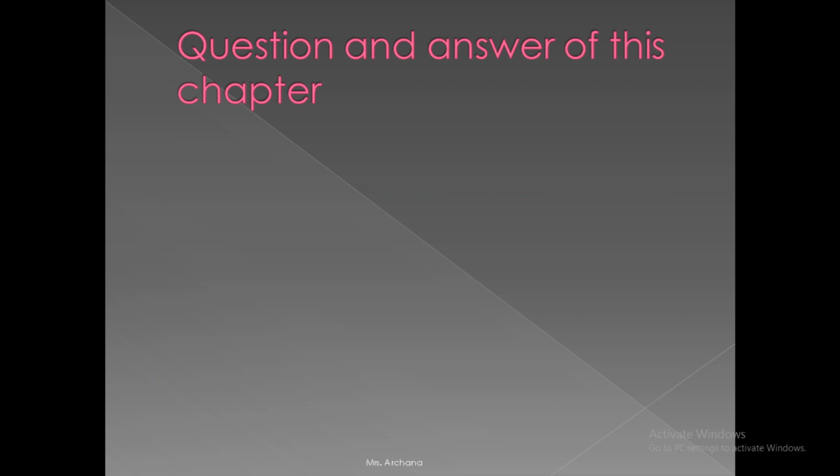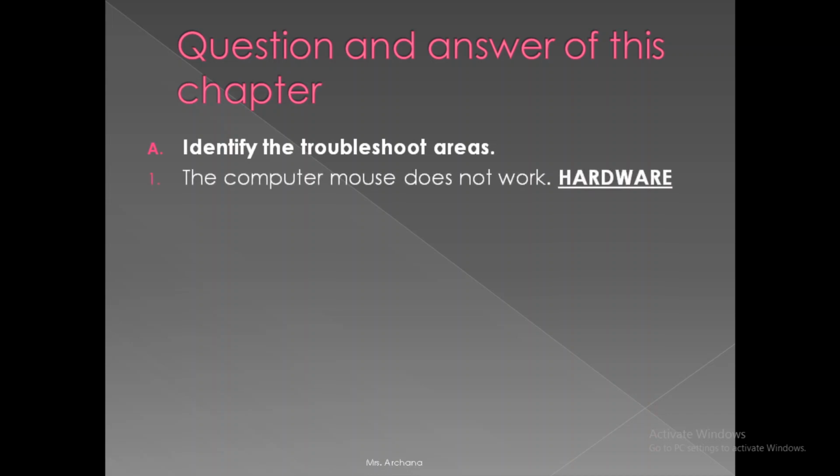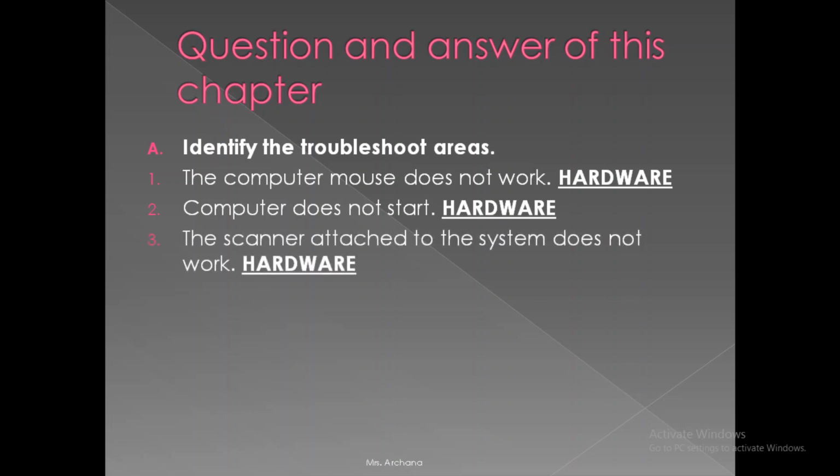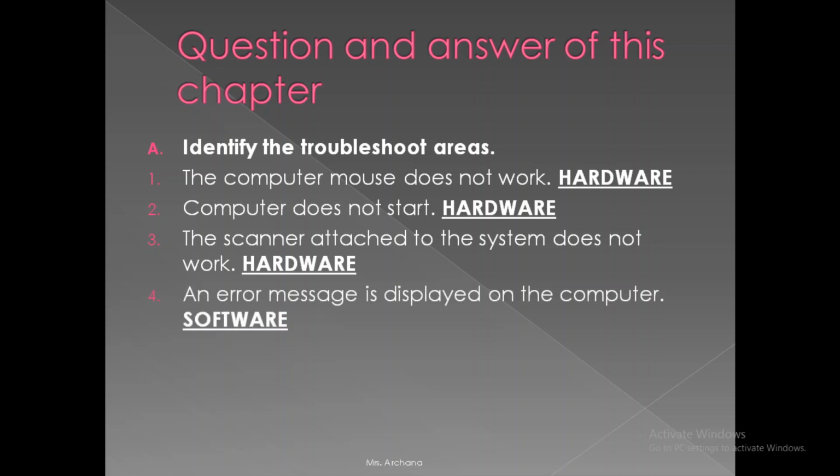Now this is the question answer part. First is identify the troubleshoot areas. First is the computer mouse does not work. Answer, where is the troubleshoot? That is hardware. Second is computer does not start. Answer is hardware. Third, the scanner attached to the computer does not work. Answer is hardware. An error message is displayed on the computer. Answer is software.